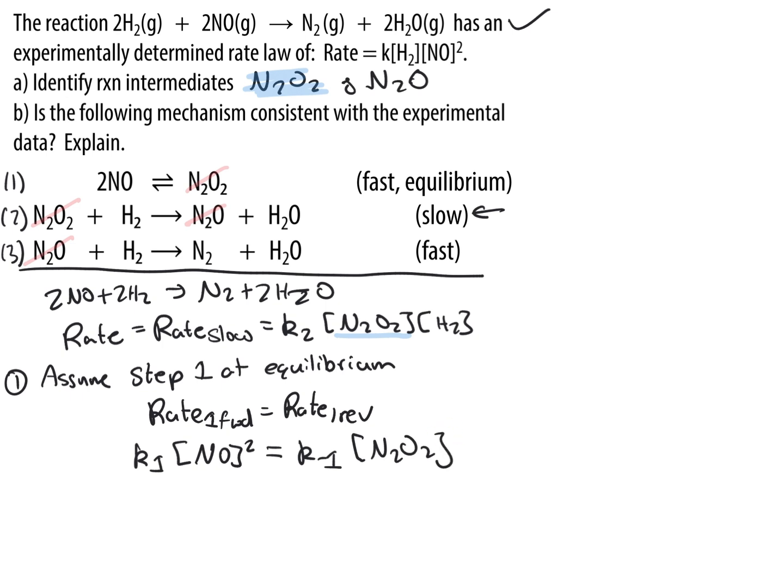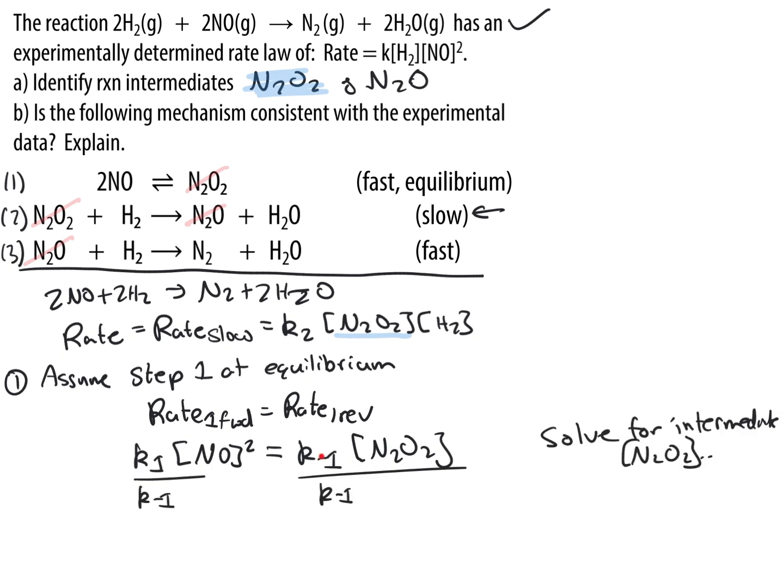Now, remember, the whole problem was that we needed to write N2O2 in terms of things that we can actually measure in the lab. So that's what we want to do. We want to solve for N2O2. We do that by just dividing both sides by K minus 1 to get N2O2 by itself. Now we have an expression for N2O2. It's K1 times NO squared divided by K minus 1.